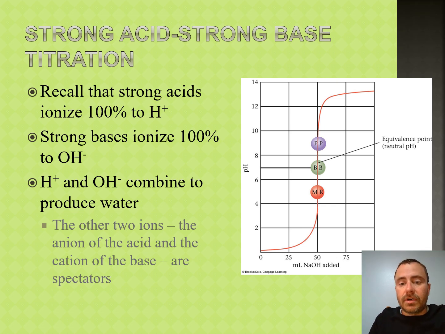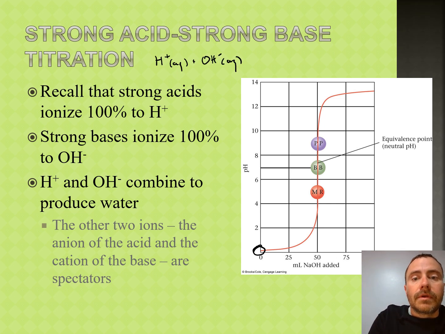I'm calling it strong acid, strong base because we are starting with a strong acid, because we are starting at a very low pH. So depending on where our curve begins will help us determine what we're actually titrating. That would be the thing that would be in the Erlenmeyer flask of our titration. Remember that our strong acids ionize 100% and our strong bases ionize 100%, and they love to come together and have a neutralization reaction to form liquid water.